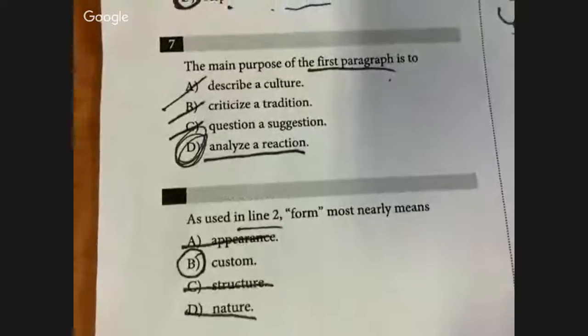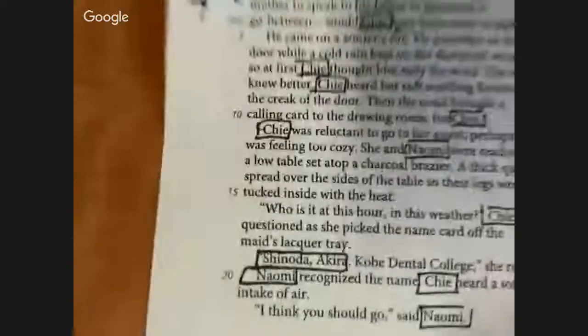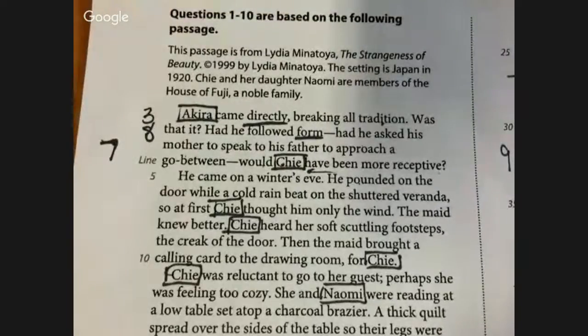Okay, the main purpose of the first paragraph is to... now let's take another look at the first paragraph. "Akira came directly, breaking all tradition. Was that it? Had he followed form, had he asked his mother to speak to his father to approach a go-between, would Chie have been more receptive?" No. Let's answer the question.